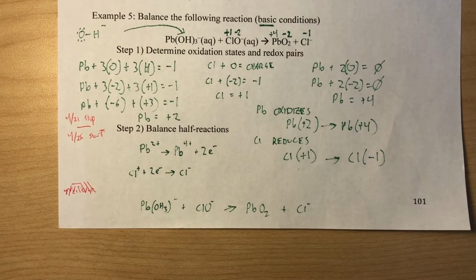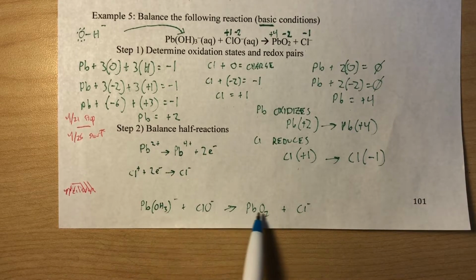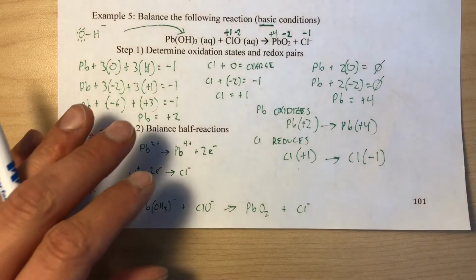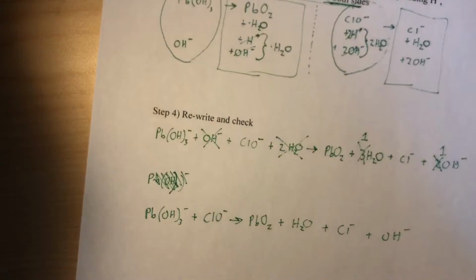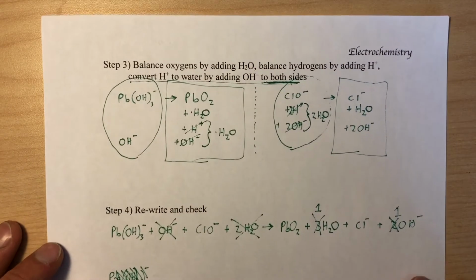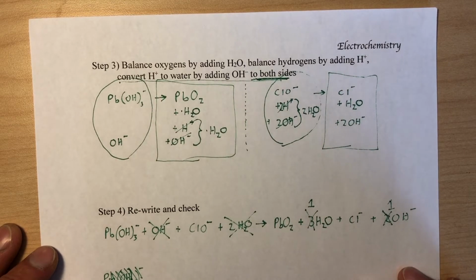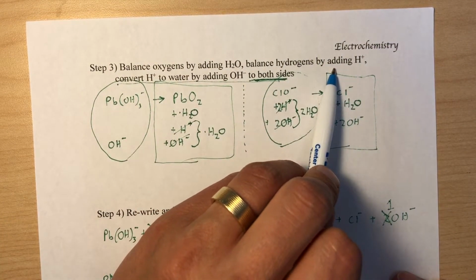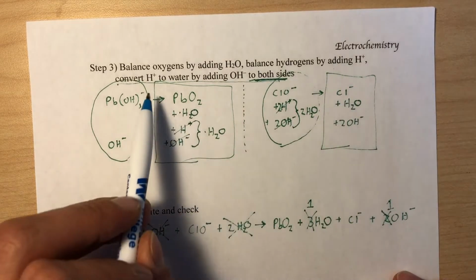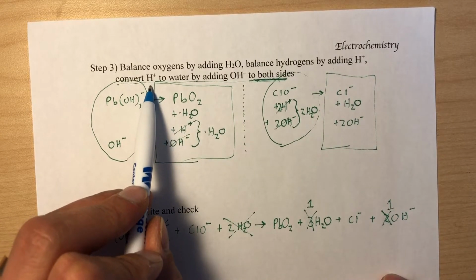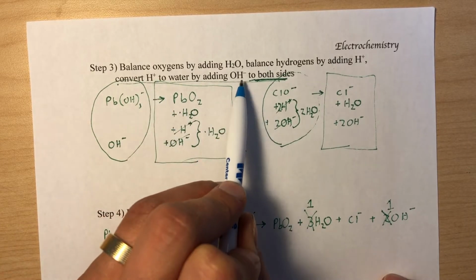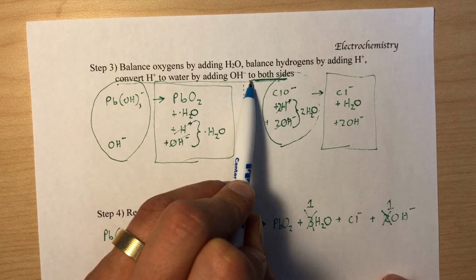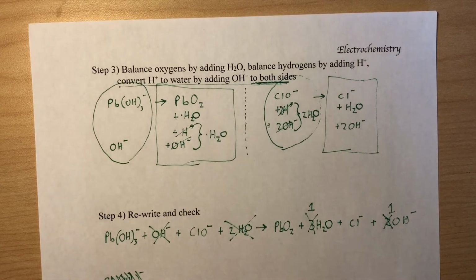What we have to do next is make sure that our oxygens are balanced, because right now our reaction is not mass balanced. So when we move on to the next page, on step 3, we're going to balance the oxygens by adding water and balance the hydrogens by adding protons. This is the same process as under acidic conditions. Only once we're at that step, we're going to convert protons to water by adding hydroxide to both sides. And that is the part that is unique to basic conditions. So let's do that here.